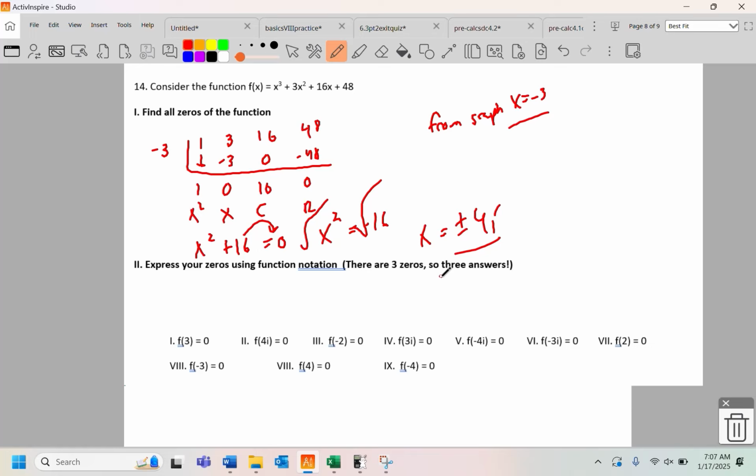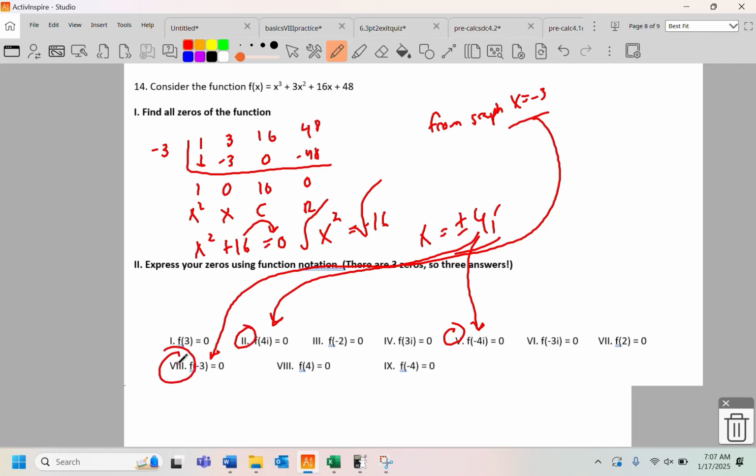Express your zeros using function notation. Let's see here. We have x equals -3. That's going to be that guy right there. We have a positive 4i. That's that guy right there. We have a negative 4i. That's that guy right there. Choices 2, 5, and 8 were the correct choices.